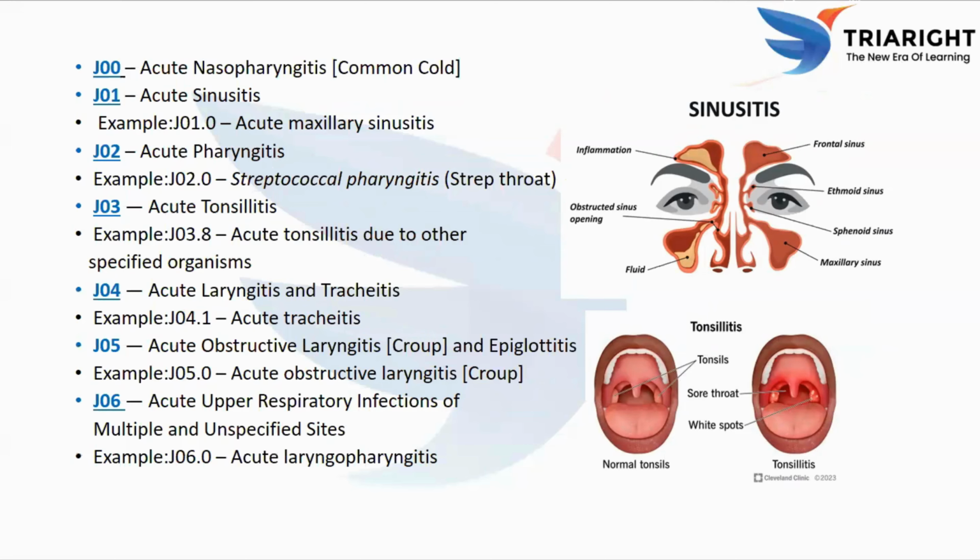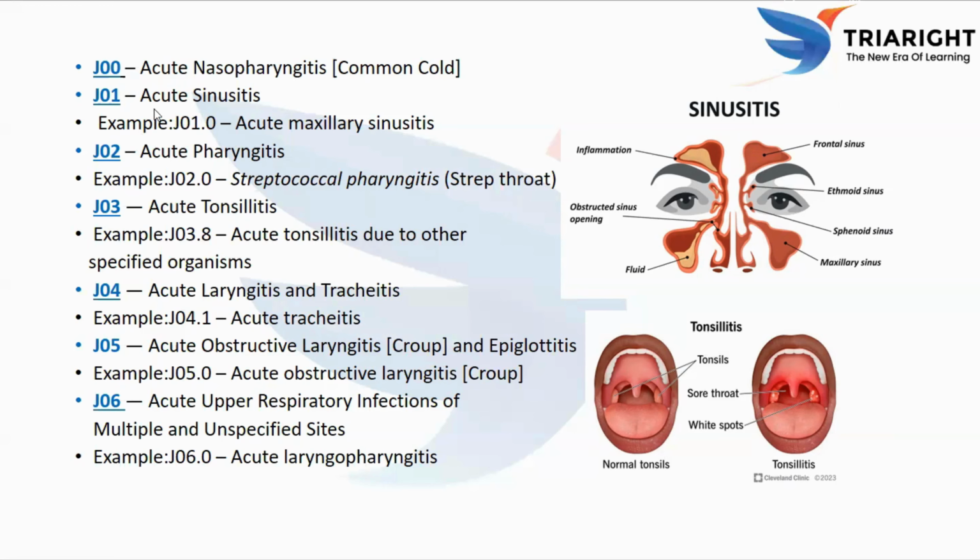These codes are used to record and classify specific upper respiratory infections, such as J00, acute nasopharyngitis, which is the common cold. Acute means short duration. Naso means nose, pharynge means pharynx, and itis means inflammation. It is the most common infection and is mainly caused by viruses. The symptoms are runny nose, sneezing, sore throat, mild cough, and low fever.